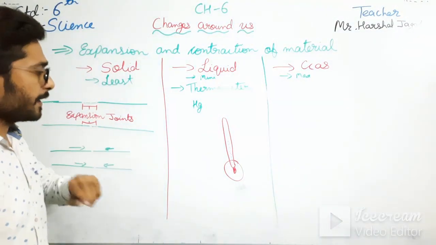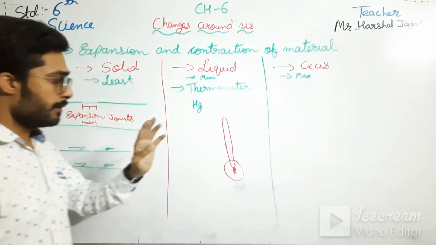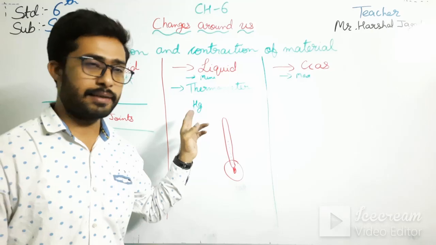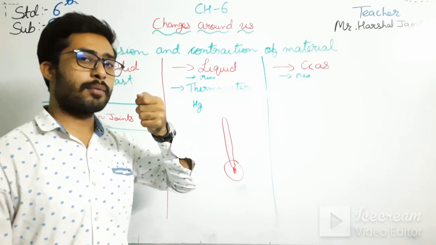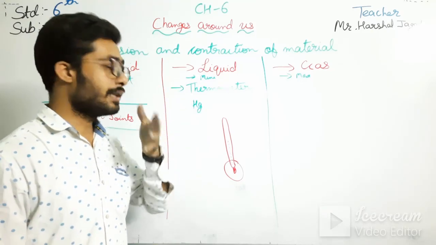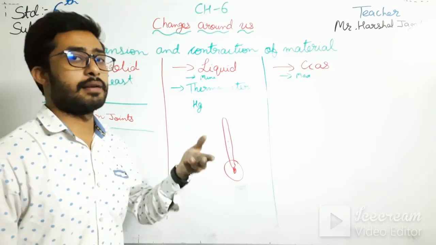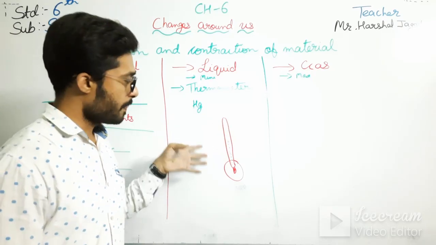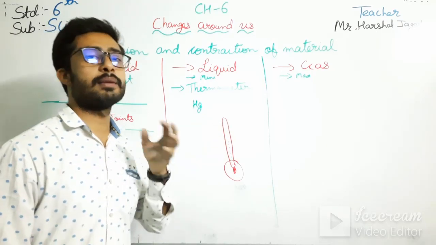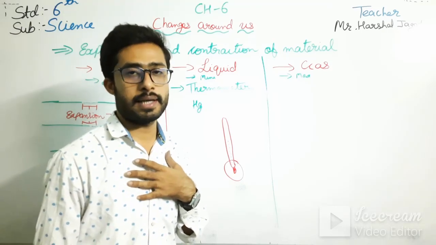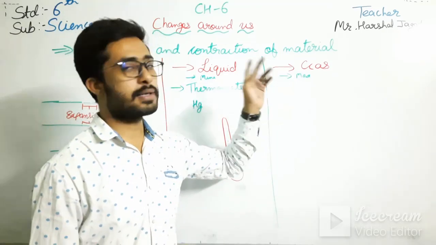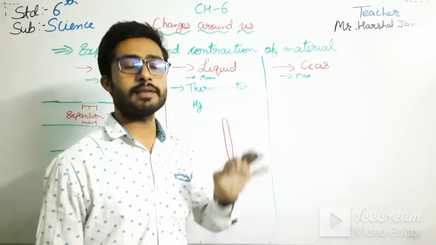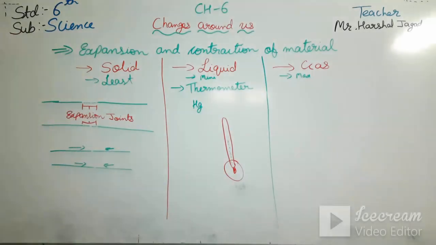Okay students, and moving forward, here we have seen the liquid. Here we have taken the example of the thermometer. So when we put the thermometer in the mouth, when we have fever, then the mercury will expand and move over here. So we can find out the temperature of our body. Okay, now moving towards gas, we know that it expands more. Let us see that.